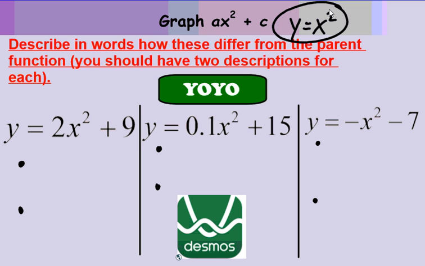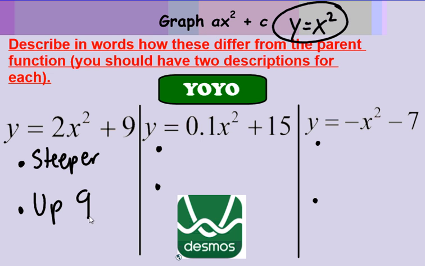So maybe I'll do the first one so you can try the last 2. So if I were to look at this one, the 2, you would say it is steeper. You could say stretched vertically as well if you want. The +9 is going to move it up 9. So you'd say it's steeper and moved up 9. Now you try the last 2 on the whiteboard. And pause the video now for maybe a minute. Unpause it once everyone's had a chance to try.